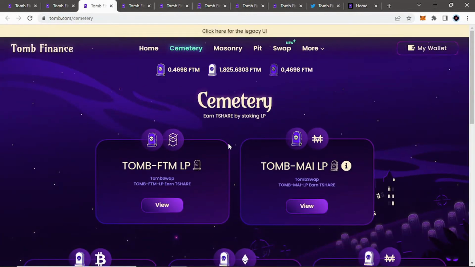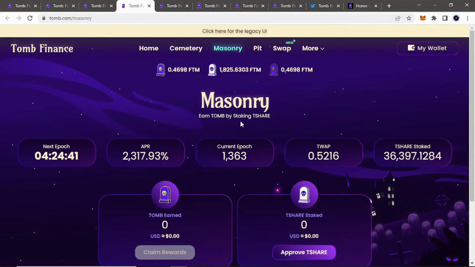And again, none of this is financial advice. I just wanted to bring Tomb Finance to your attention and kind of show what it can offer you. So that's the cemetery, where you can get the liquidity pairs and make pools and get Tomb shares back in return for staking. And what you do with those Tomb shares, you would actually move over to the Masonry, or as we know commonly, the boardroom.